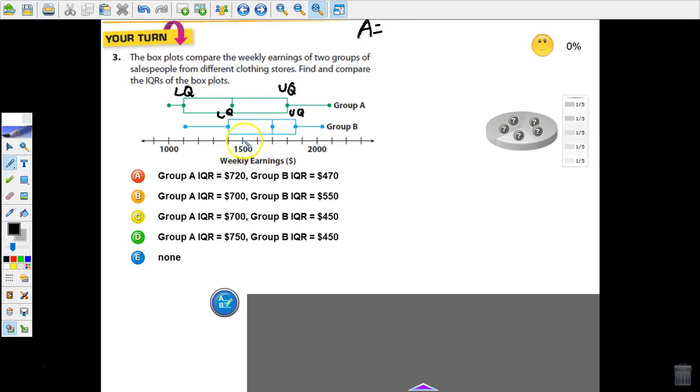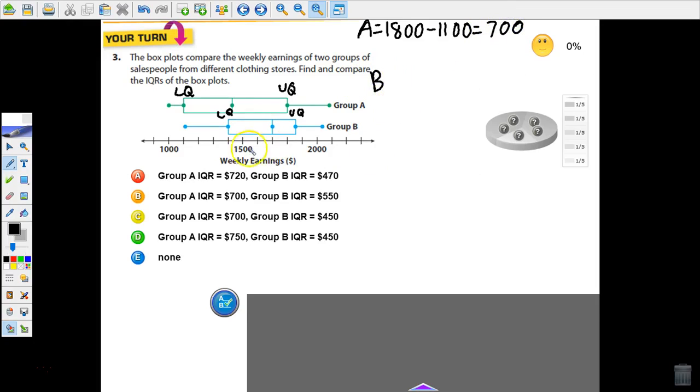I've got 1500, 1600, 1700, 1800. Lower quartile, 1000, 1100. And that equals 700.